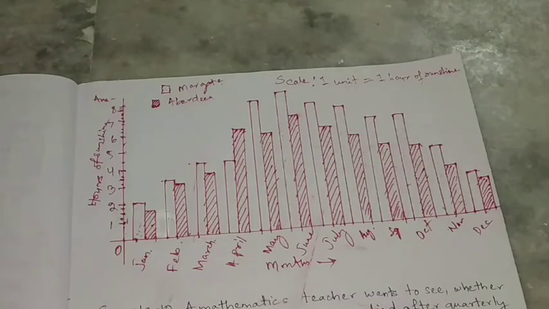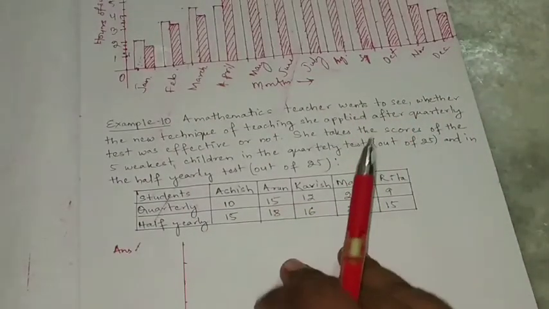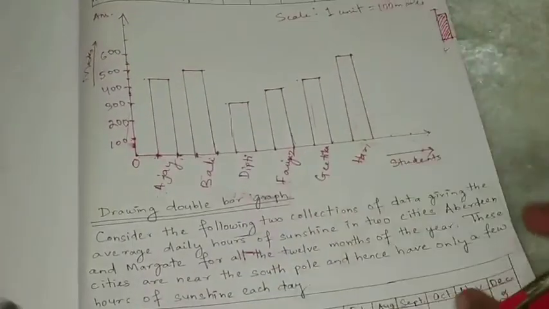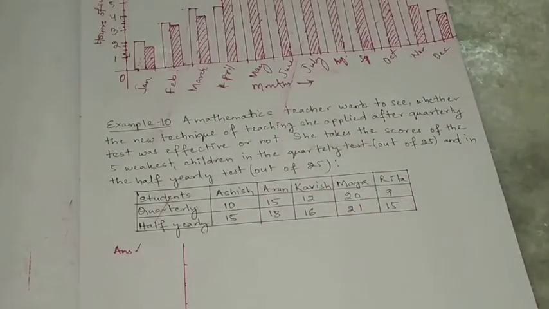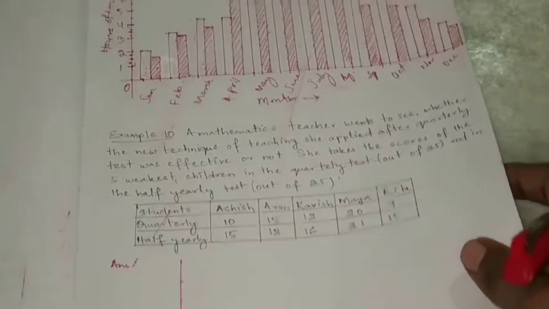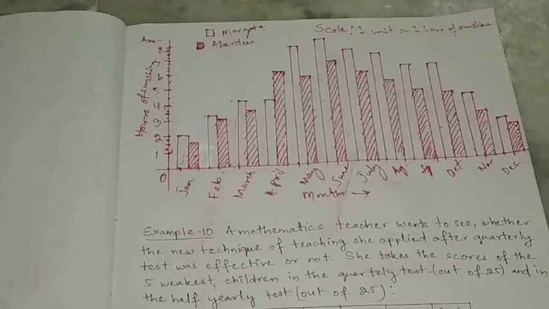So another example is given. Look at here, example 10. So first we'll answer the questions given. Before that some questions are given, for previous question example 9. In which month does each city have maximum sunlight?